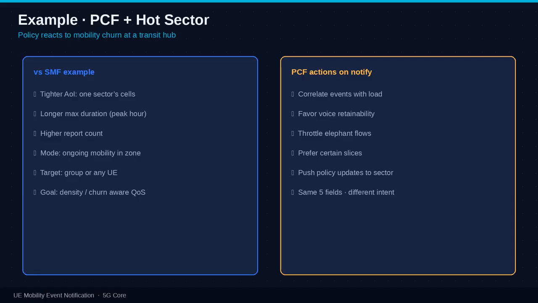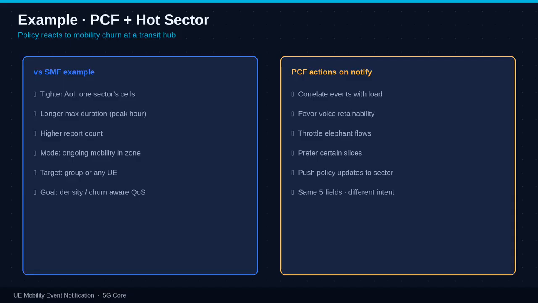Reporting information shifts toward a longer maximum duration, say a peak hour window, with a higher number of reports and a mode suited to ongoing mobility activity inside the zone, not only first entry. Target of event reporting becomes a group of UEs, or any UE in scope, depending on how the operator authorized the study. Notification address points at the PCF. As notifies stream in, the PCF correlates mobility events with load. It can push policy updates that favor voice retainability, throttle elephant flows, or prefer certain slices in that sector.